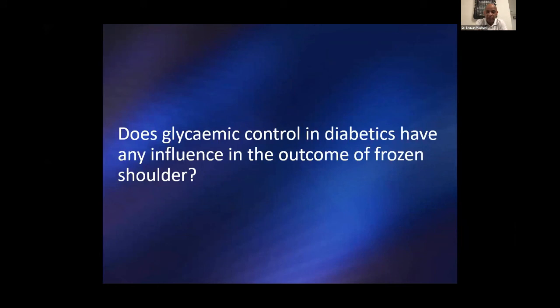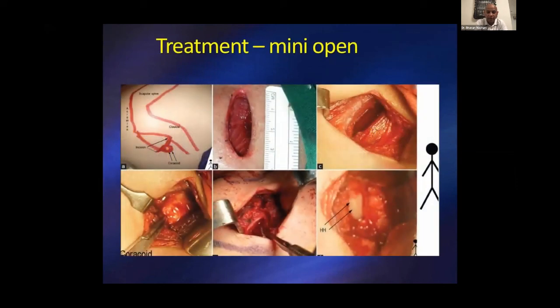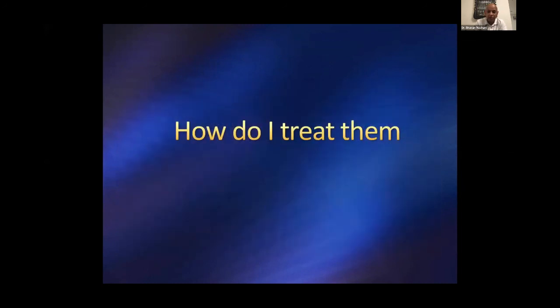One question I always ask myself, and unfortunately I haven't found an answer, I'm sure the panelists will be able to answer this: does glycemic control in diabetics have any influence on the outcome of frozen shoulder once the frozen shoulder has already set in? Mini open is also done by some surgeons, but it's not something which is now routinely done. So how do I treat them?